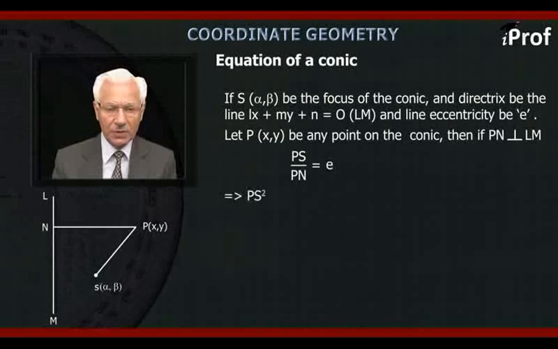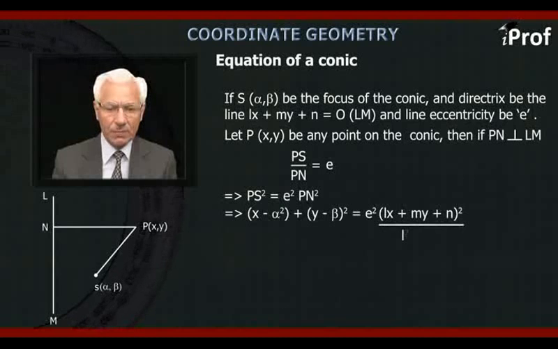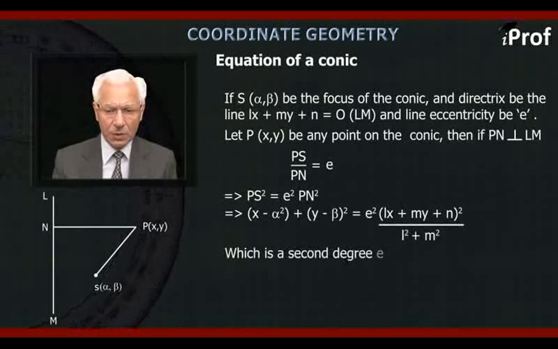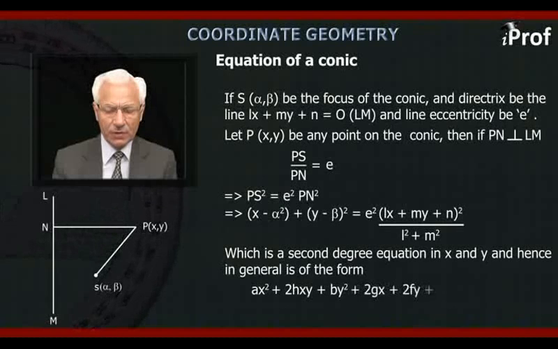So PS square is equal to e square times PN square. That means (x minus alpha) whole square plus (y minus beta) whole square is equal to e square times (lx plus my plus n) whole square divided by (l square plus m square), which is a second degree equation in x and y, and hence in general is of the form ax square plus 2hxy plus by square plus 2gx plus 2fy plus c equal to 0.